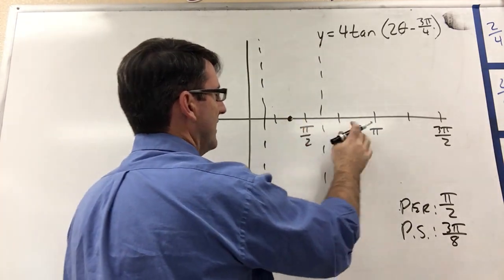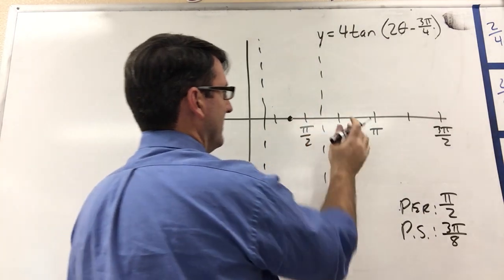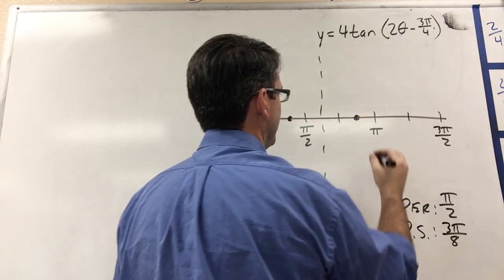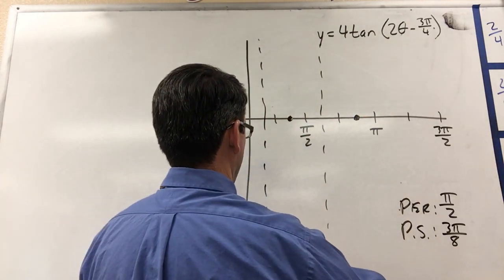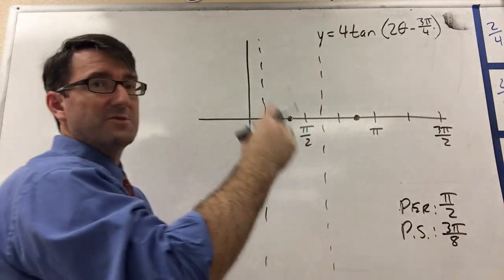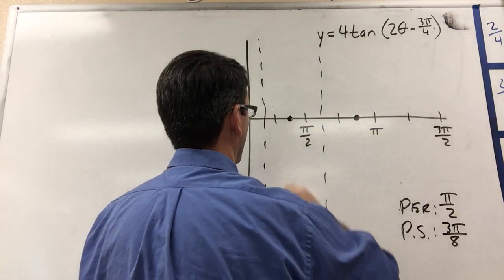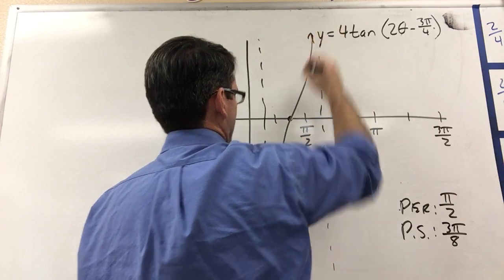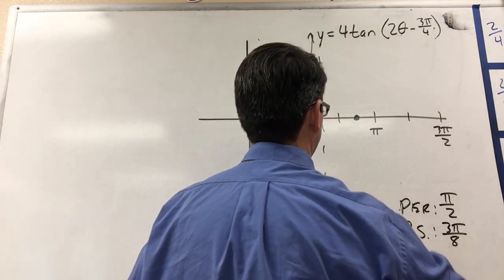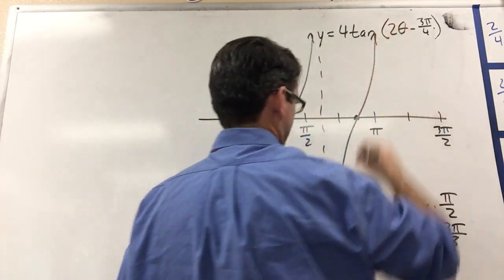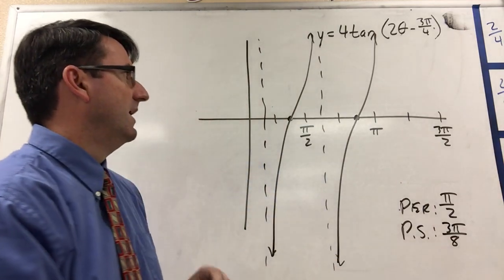And then we'll cross the midline every pi over 2 after that. So we'll be right there as well. And this 4 is going to stretch it, so this is going to be skinnier than normal. So we're going to look something like that. And then again, like that for this one.